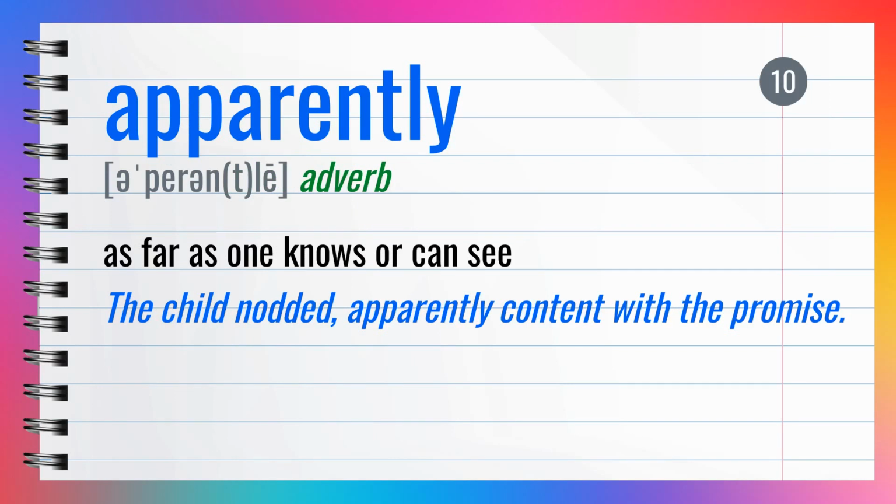Apparently. Apparently means as far as one knows or can see. As far as one knows or can see. For example, the child nodded, apparently content with the promise. The child nodded, apparently content with the promise.